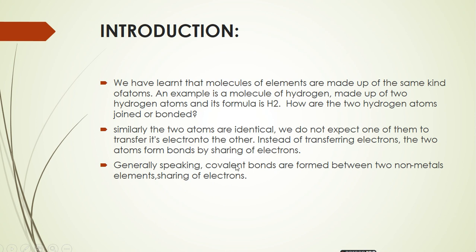So covalent bond is between the non-metals, and this is unlike the ionic bond that was between the metal and the non-metal. For the ionic bond, one should be metal and the other should be a non-metal, but here in the covalent bond, both the atoms should be the non-metals.